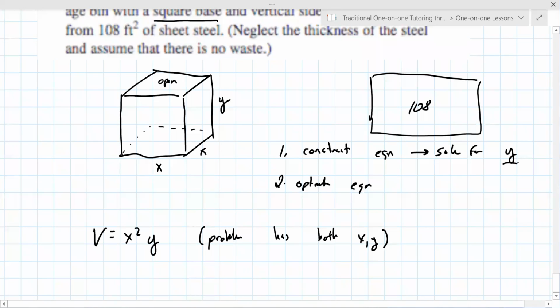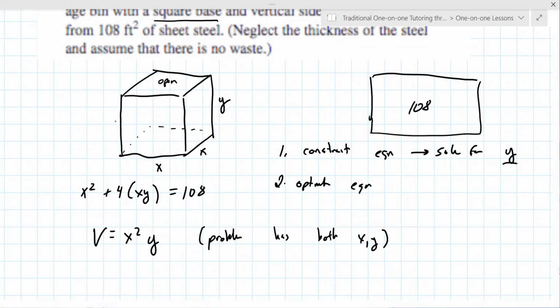So this open box has 5 sides. It's got the bottom, which is x squared, and then it's got 4 sides around. So your bottom here is x squared, and then you have 4 of these xy sides, and that's what this 108 makes. This 108 is cut into a bottom, front, back, left, and right side. Is that okay? Clear?